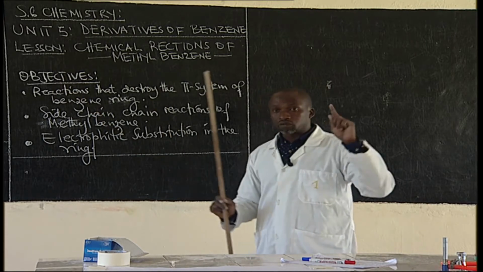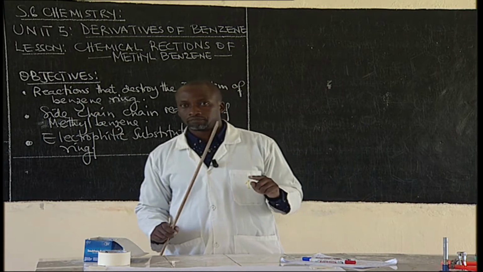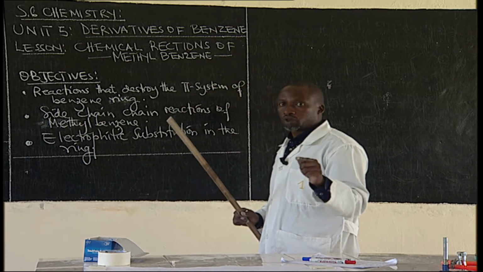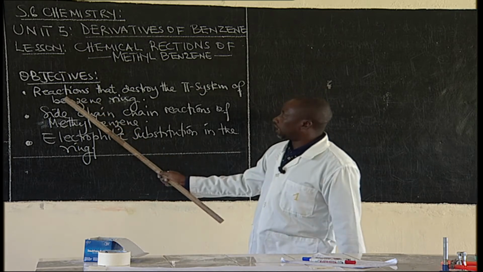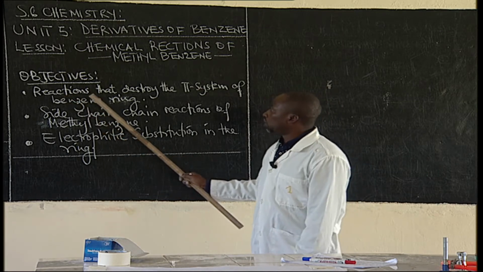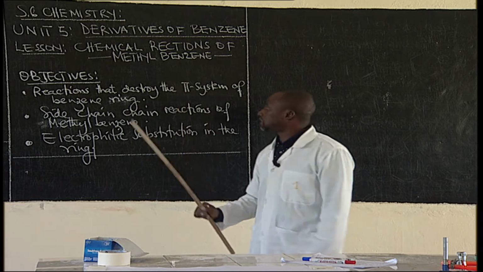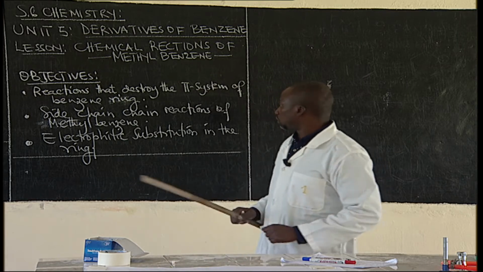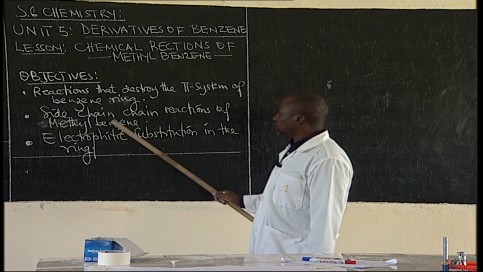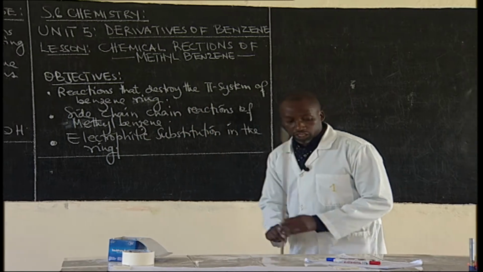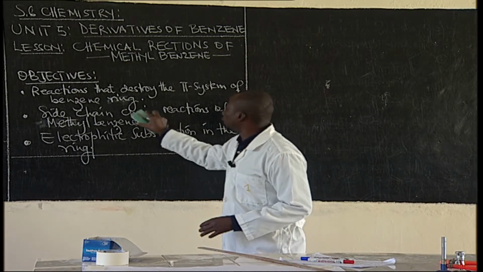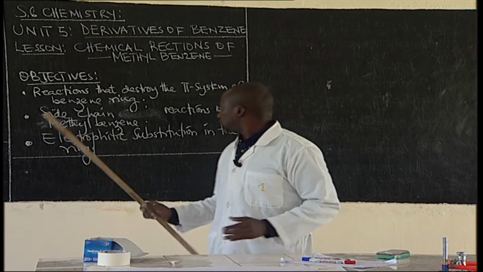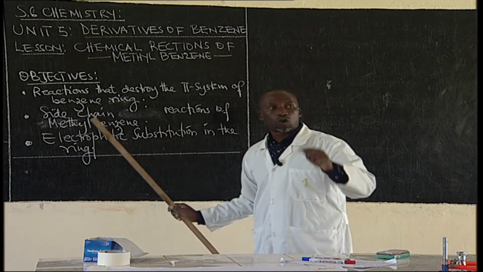By the end of the lesson, we look at the reactions that destroy the pi system of the benzene ring. Those are the reactions of methyl benzene, to be precise. And we look at the side chain reactions of methyl benzene. So that is what we are also going to look at.